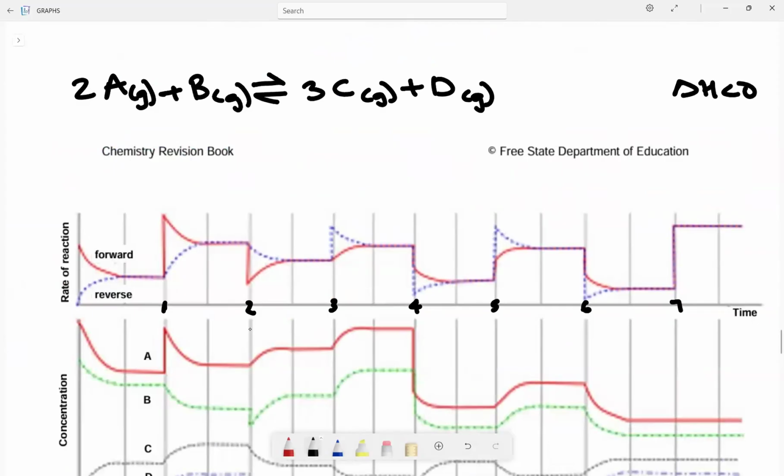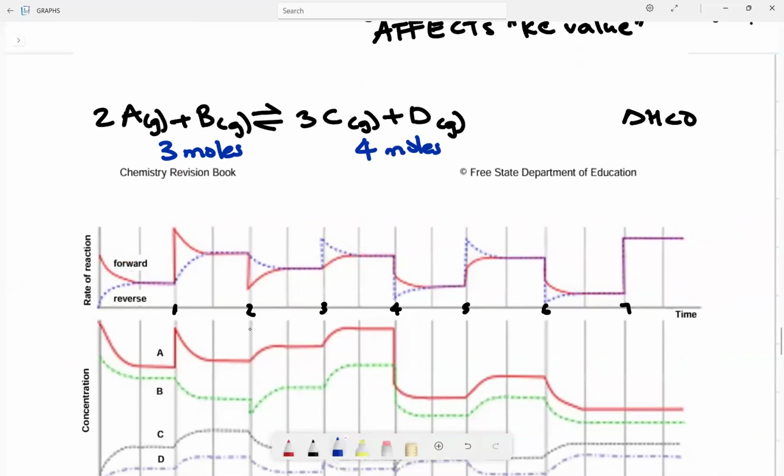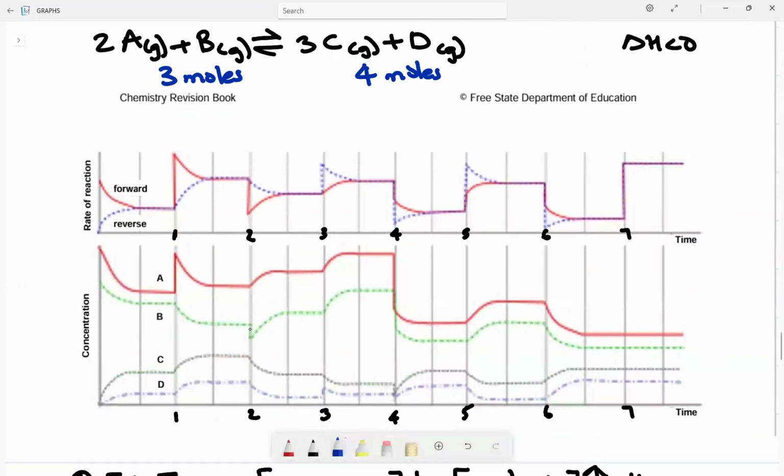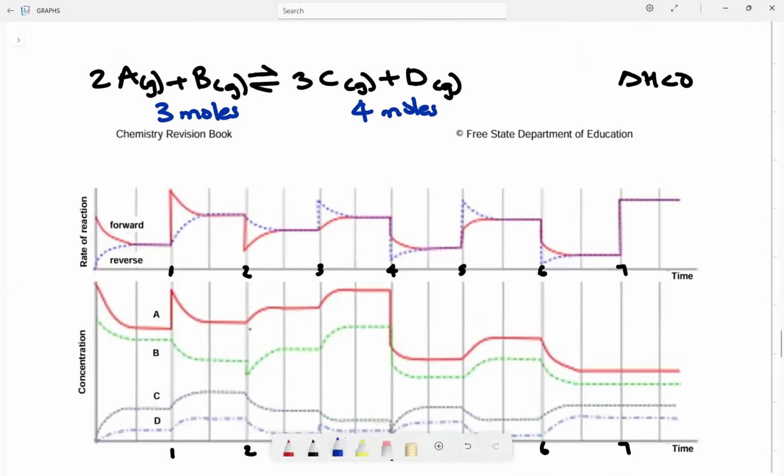I saw a decrease in something. Let me look at the number of moles on this side. On this side, there are 3 moles. On this side, there are 4 moles. Let's look at the graph, which one was favored. Another thing, remember the change in H is less than 0, it is exothermic and it releases heat. So on this side, I like to add heat.